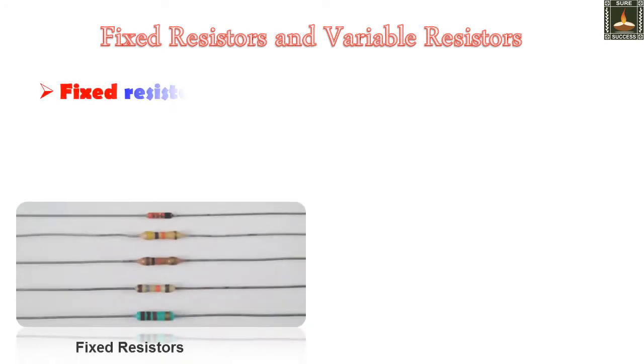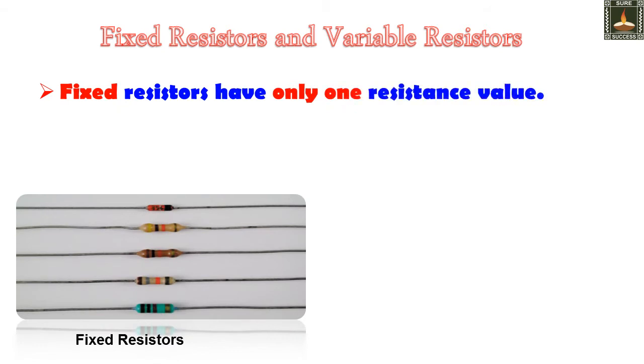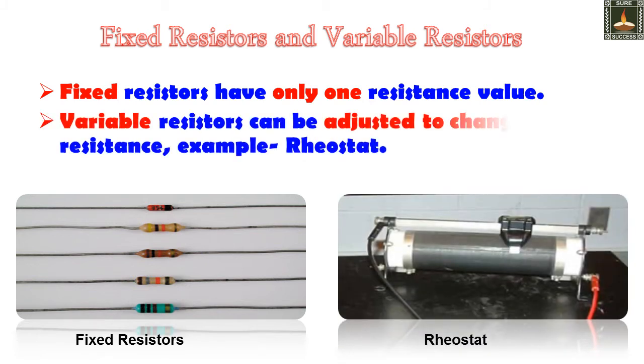There are two different kinds of resistors, fixed resistors and variable resistors. Fixed resistors have only one resistance value. But variable resistors can be adjusted to change the resistance in a circuit. For example, a rheostat.